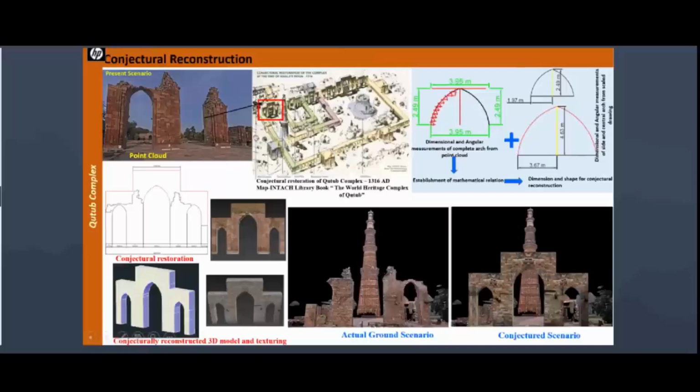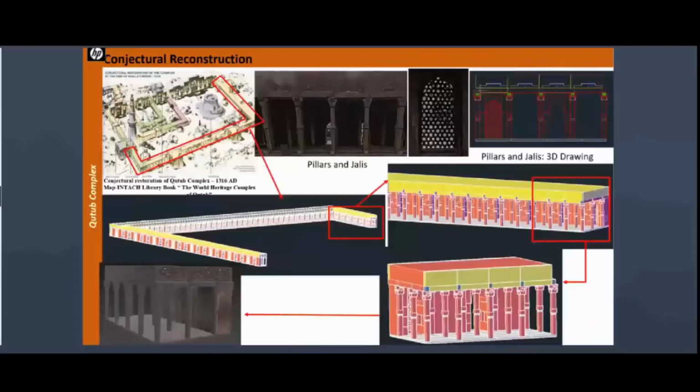A similar thing was again done, as I was showing you in the walkthrough model. I was showing you the pillared verandas, pillared galleries that were there. The same map was used for reconstruction of this pillared gallery. You can see the gallery in 1316. The entire area had this type of gallery. Now only a small portion is remaining.